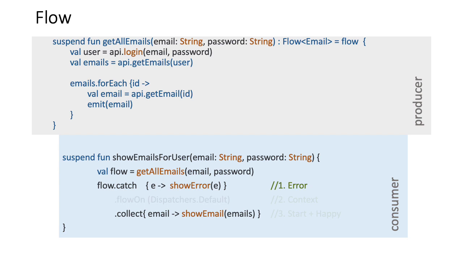Consumers can provide the catch block to respond to errors and provide the context for the flow to execute on, in this case the default thread pool. Flows provide back pressure control over standard coroutines. Please refer to my other video where coroutines and flows are discussed in detail.